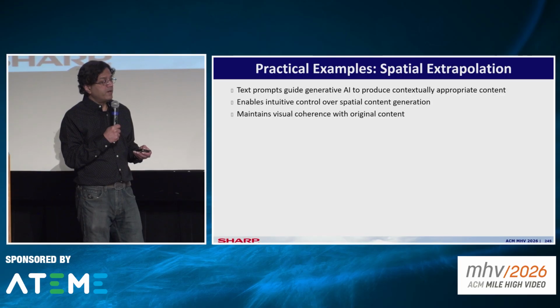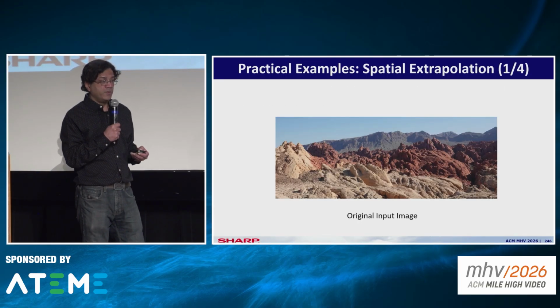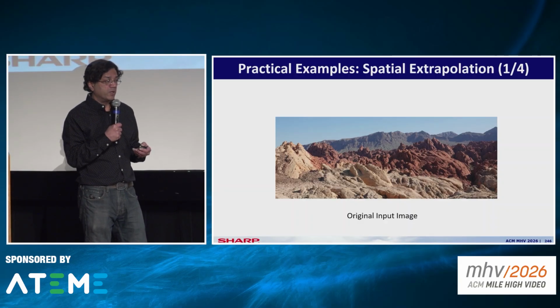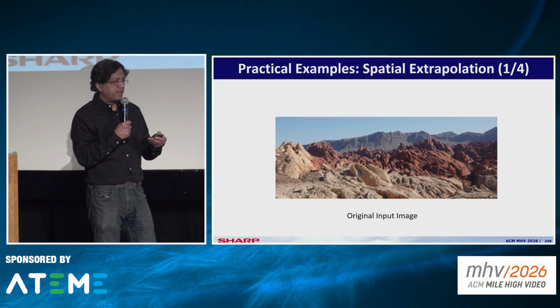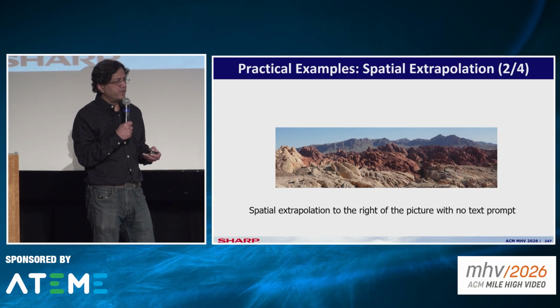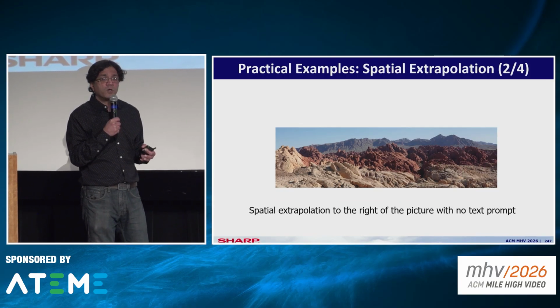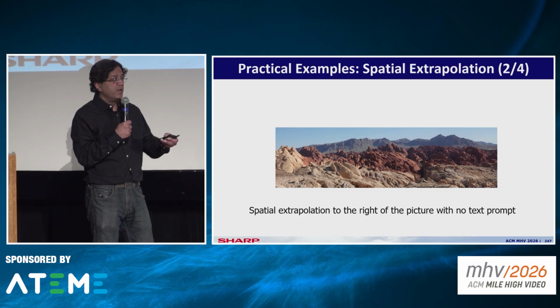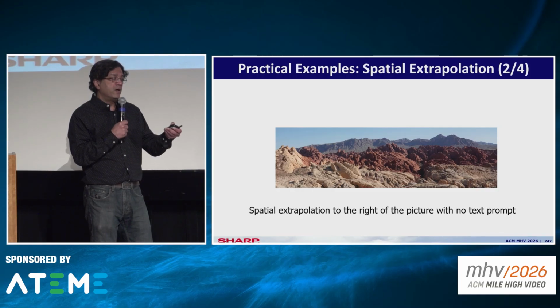So I'll show some practical examples. So this is an original input image that would come out of a decoder. It was an image I took, video I took in Valley of Fire State Park. And if you don't give a text prompt, so it's also supported that you can just do the generative AI without a text prompt, like a blank text prompt. Then in this example, I was signaling the parameters such that we want to extend by doing generative AI on the right side of the image. And so it basically adds some pixels there in a consistent manner to the original image.